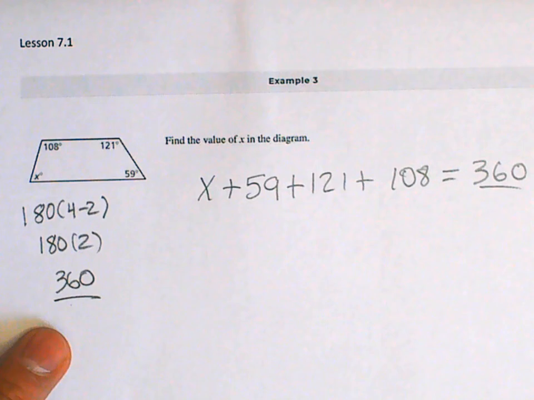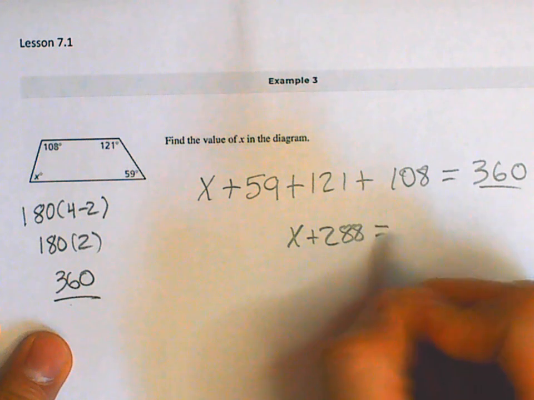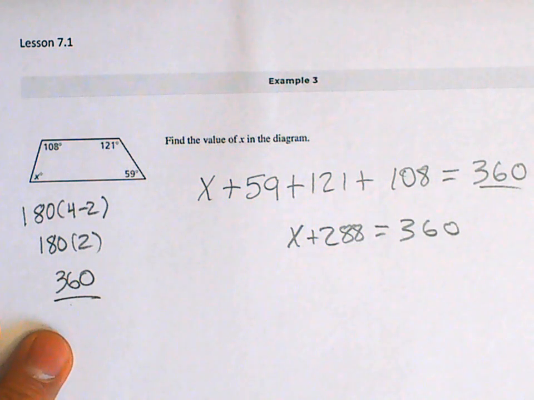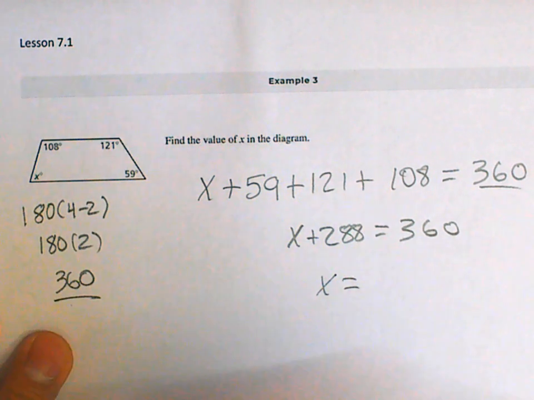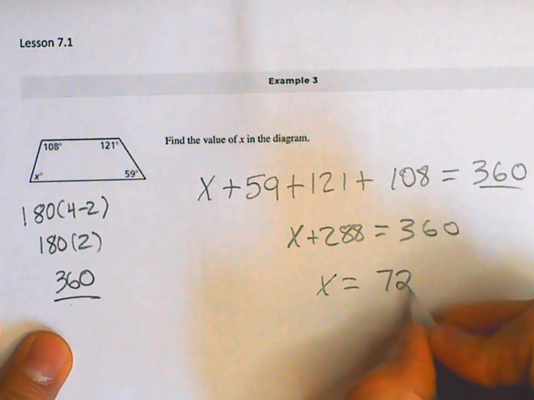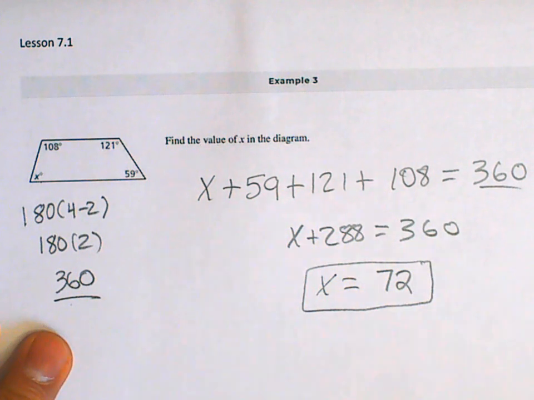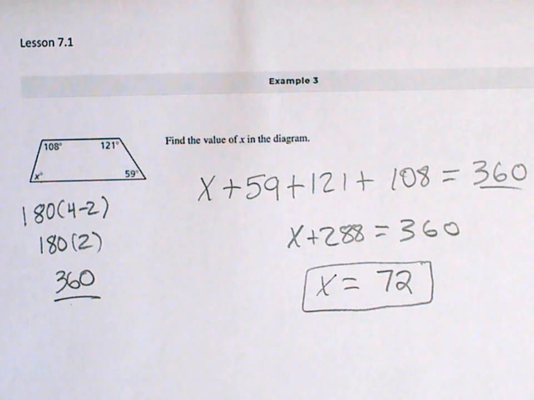Then you know what you're going to put there, just in case you have a different type of polygon. So now I get to combine my like terms, which is 59 plus 121 plus 108, and I get 288. And that's equal to 360. So to solve for x, you have to subtract that from 360. And when you subtract that, you should get 72 degrees. So the value of x in this case is 72 degrees. All right, let's take a look at the next problem.